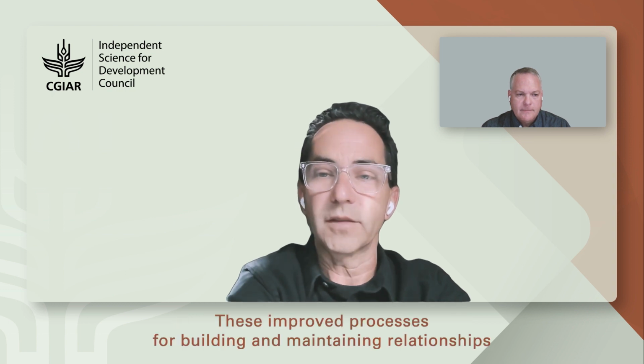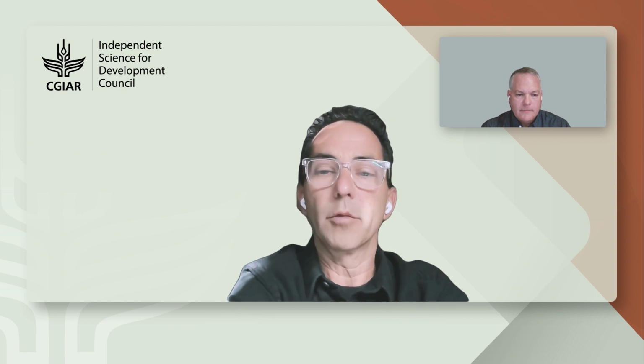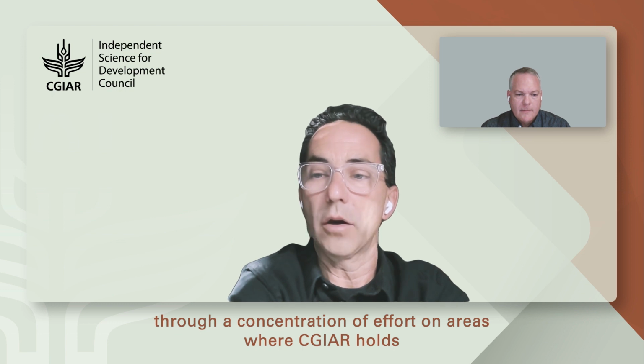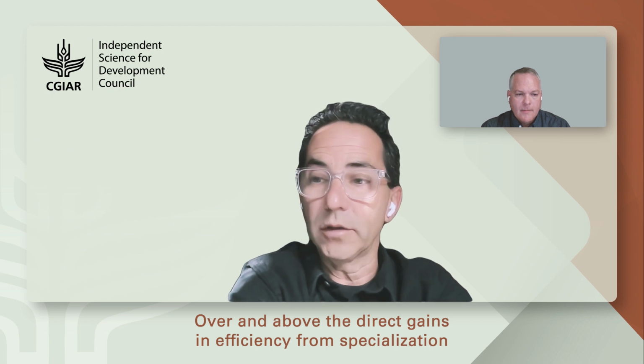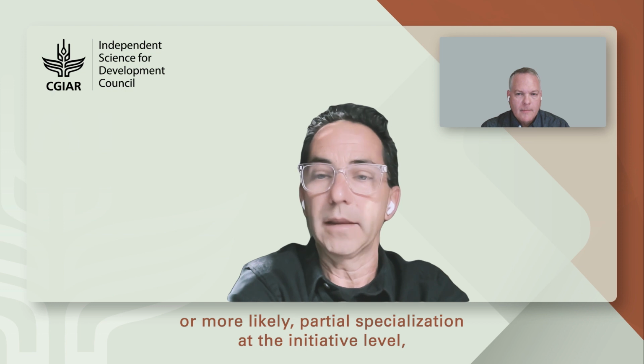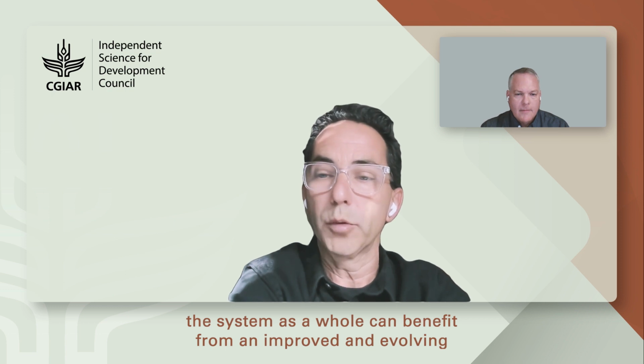CGIAR recently updated its processes for identifying and working effectively with partner organizations, as described in the 2022 Engagement Framework for Partnerships and Advocacy. These improved processes for building and maintaining relationships should increase opportunities to improve efficiency and enhance impact through a concentration of effort on areas where CGIAR holds a comparative advantage. Over and above the direct gains in efficiency from specialization, or more likely partial specialization at the initiative level that comparative advantage analysis can unlock, the system as a whole can benefit from an improved and evolving understanding of the capabilities and goals of other entities in the agricultural research for development space and allied areas.